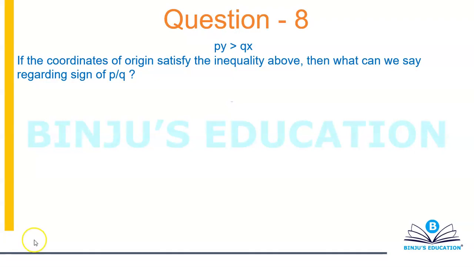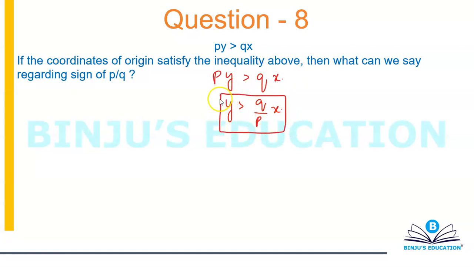All right, let's see what we can do with this one. So this one says that Py is greater than Qx, which in short also means that y is greater than Q by P times x. Apart from this, I do not know anything. So I can deduce two things: my slope will always be Q by P and my y-intercept is always 0.